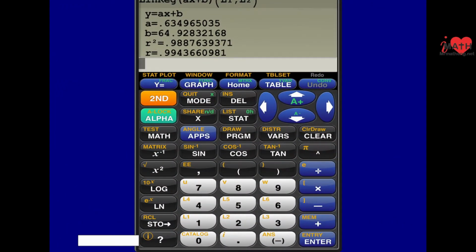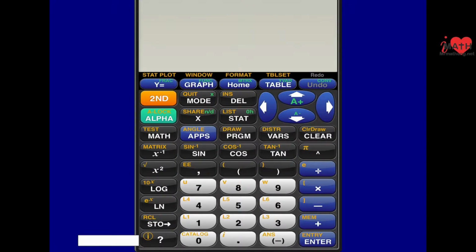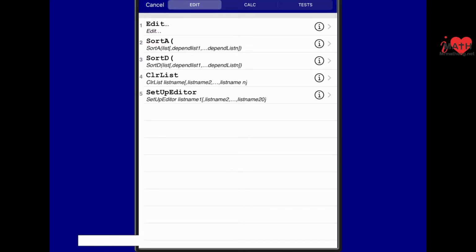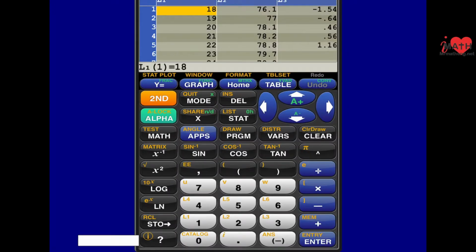So from here, I'm in the home screen. If you're not, you just press second mode, or you can press clear. And then I'm going to press stat, edit, and I'm going to go up to list 1, press clear, enter, go up to list 2, clear, enter, and then now I'm just going to type in all those numbers. So 2, 4, and press enter after each number.